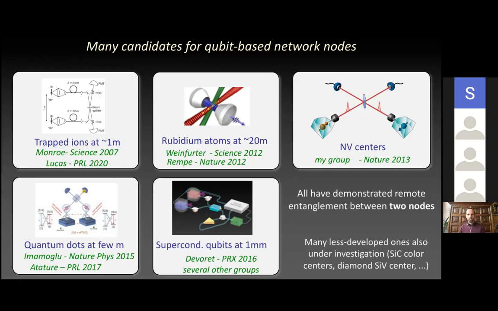So this is just a list of the platforms that have demonstrated remote entanglement between two nodes, but there's actually many more nodes under development. For example, silicon carbide color centers, diamond silicon vacancy centers, and there's a range more coming up. And I think it's fair to say at this point we don't know what the eventual quantum internet, this global network, will in the end be based on.